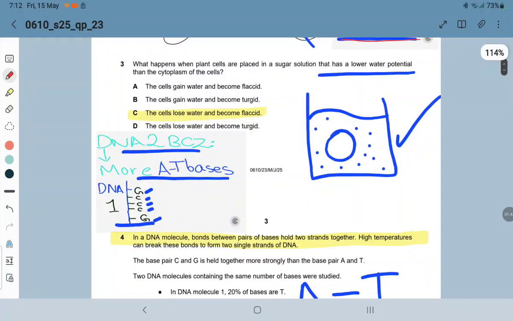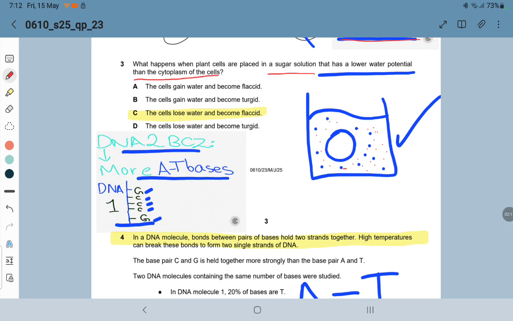In question number 3, it's telling you what happens when plant cells are placed in a sugar solution that has a lower water potential than the cytoplasm of the cells. Okay, so basically you're going to place a potato cell, or plant cell, in a beaker containing a sugar solution, and it has a lower water potential, meaning that there are more sugar molecules present in the solution compared to the water molecules.